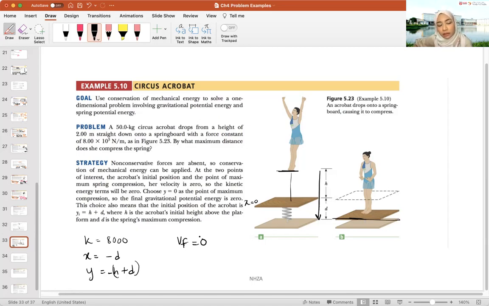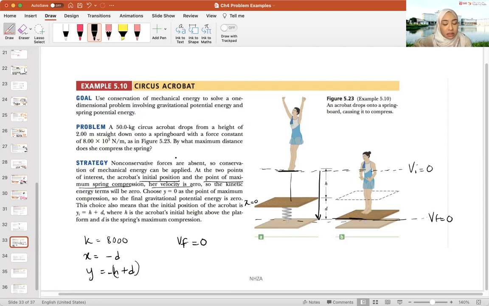This problem is quite difficult because there are two types. Her displacement has h and d. So let's try it. So V final is zero. Here is also zero. So let's see. At the 2 points of interest, the acrobat's initial position and the point of maximum spring compression, her velocity is 0. So at the initial and the point of maximum compression, the V initial is equal to 0. At this point, the V final is also equal to 0.